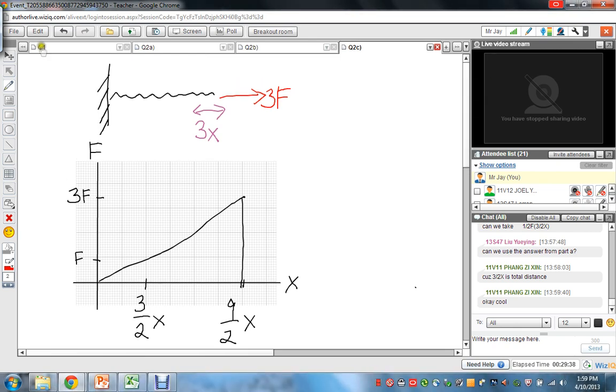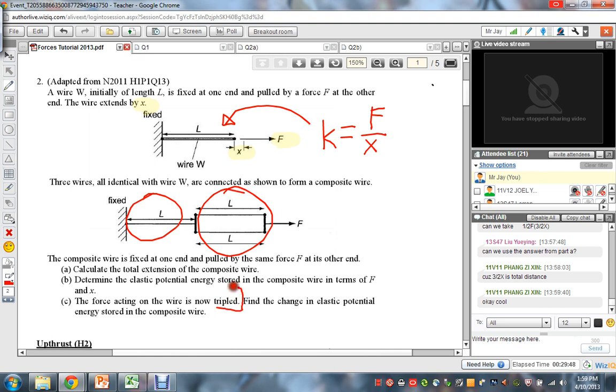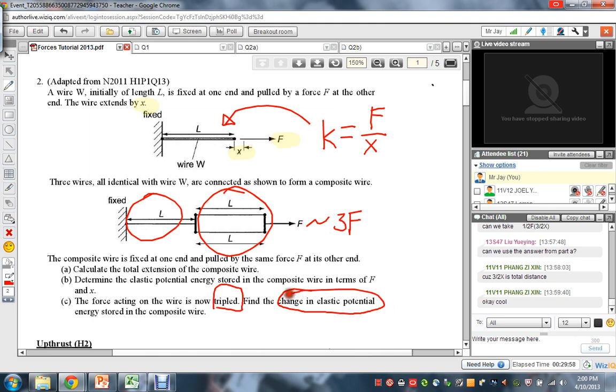Part C. Let's see what the question wants. The force acting on the entire wire system is now tripled. So F, I will change it to 3F. Find the change in EPE stored in the composite wire.